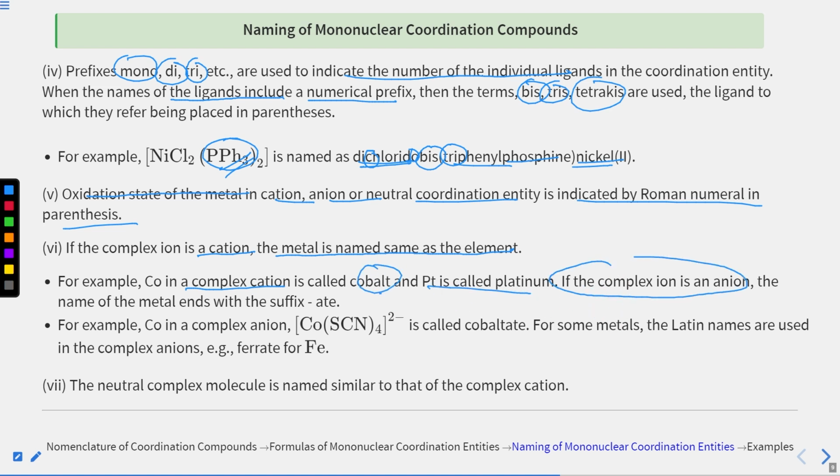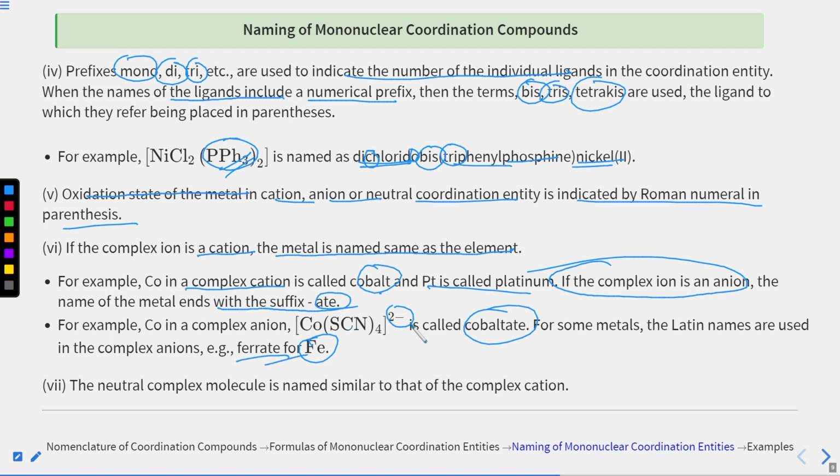If the complex is an anion, the name of the metal ends with ate. So here we can see that overall this complex has a charge of minus. Therefore we will write it as cobaltate. Okay, clear? For writing iron, we will not use iron. Instead, we will use ferrate or ferrous.